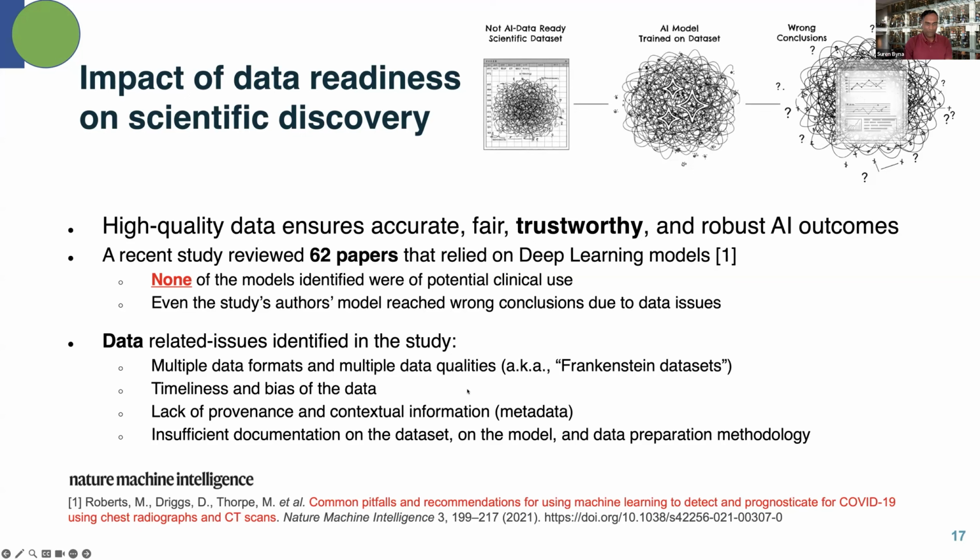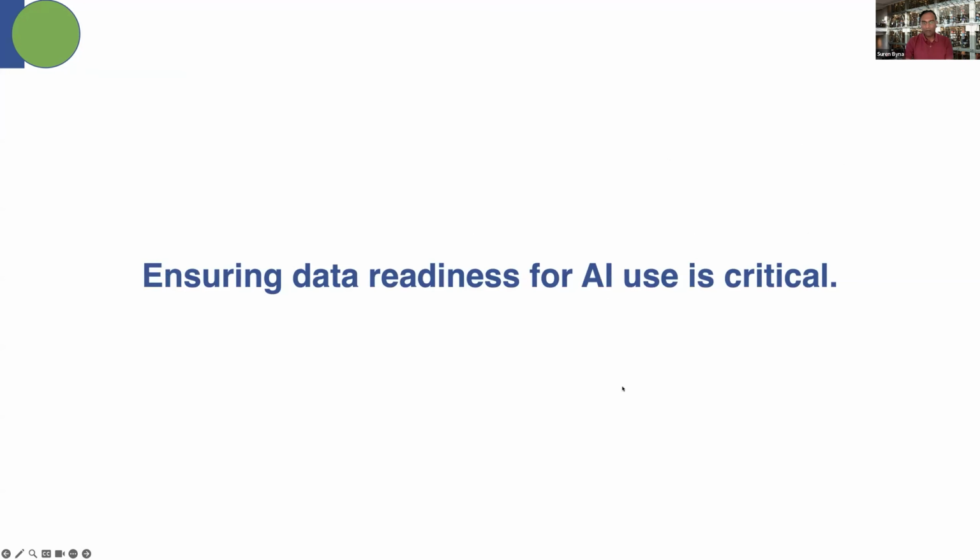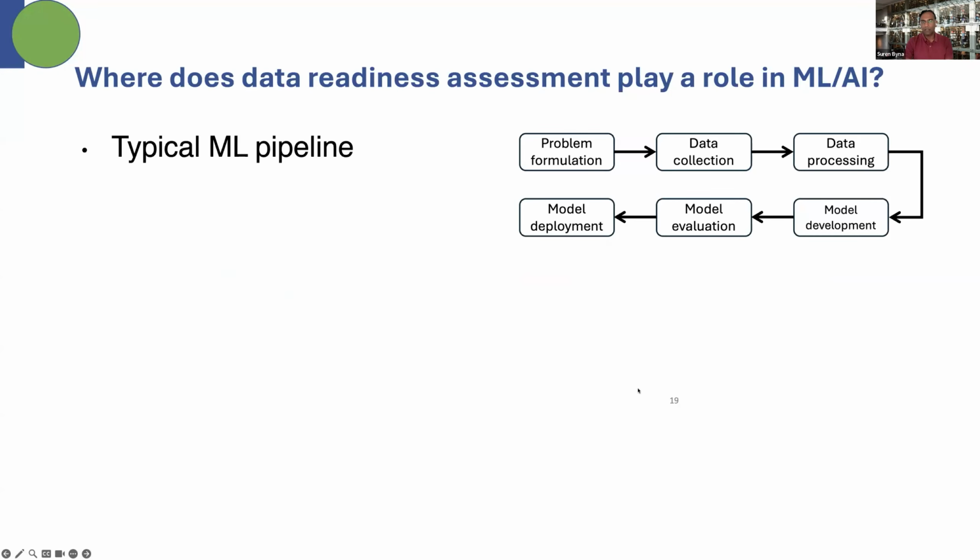There were so many problems: multiple data formats, quality problems, timeliness, bias in the data, provenance, and contextual information. All these are problems with the data itself. So how do we ensure the data readiness for AI is a critical thing, because that improves the trustworthiness. But typically, data processing is a significantly time-consuming process, and there is no standard definition of when the data is ready for AI.